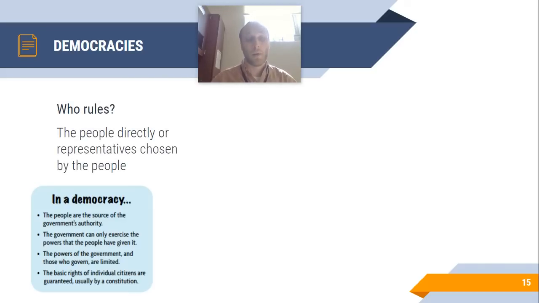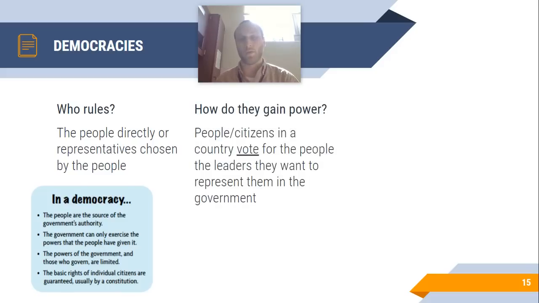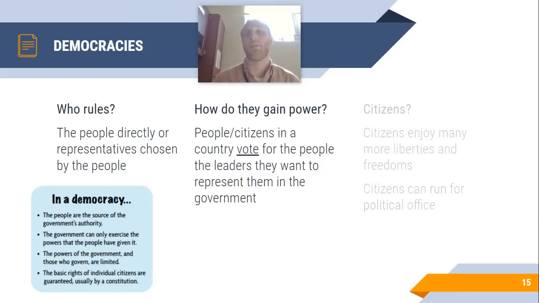So, who rules? The people directly are ruling, or representatives are chosen by the people. So, people have some say in whoever rules, right? They gain power through voting, right? So we are used to those elections. We just had an election this year for president. So people around the country, or citizens in the country, as long as you're of a certain age, can vote for who they want to represent them in the government.